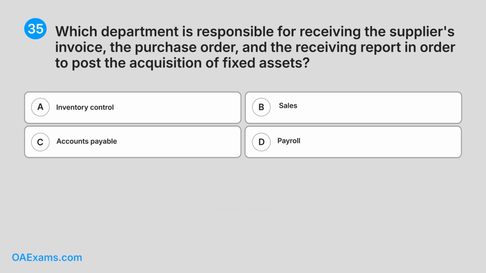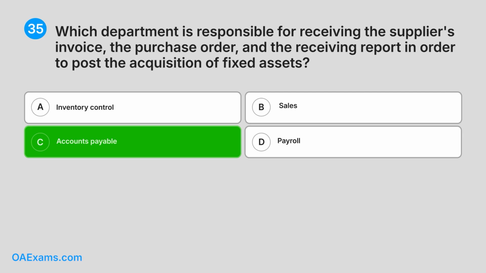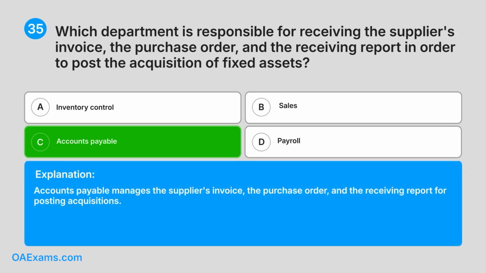Correct answer. C. Accounts payable. Explanation. Accounts payable manages the supplier's invoice, the purchase order, and the receiving report for posting acquisitions.